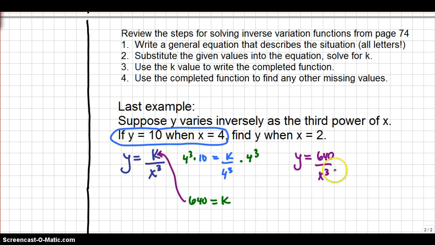Common mistake here is for kids to drop the cube by mistake. Make sure you're always referring back to the beginning of your problem. Last step now is to find the y value when x equals 2. So we use our 640, plug in a 2 for x. Make sure you cube it first. 2 cubed is 8. 640 divided by 8 is 80. Make sure when you're dividing that you do the top number divided by the bottom.